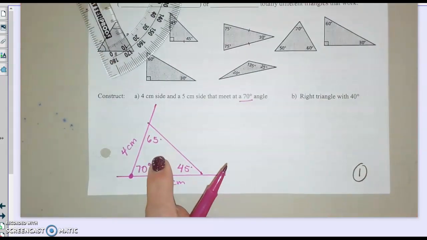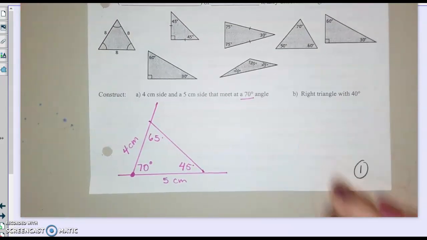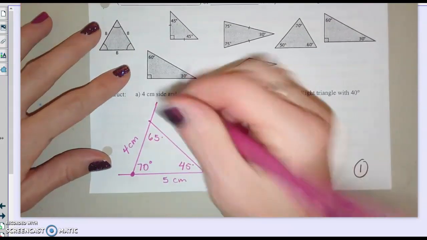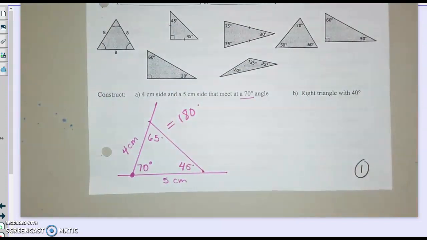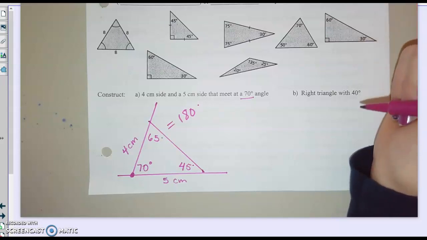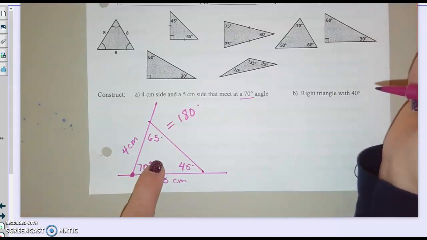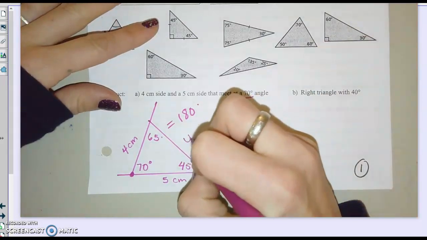Okay, there's a couple things I want to talk about once we all get this drawn. The first thing is that these 3 angles should add up to 180 degrees, and mine do, so that's good. It means I probably measured them right. The second thing is I want you to look at my paper and your neighbor's paper, and we all should have the exact same thing.